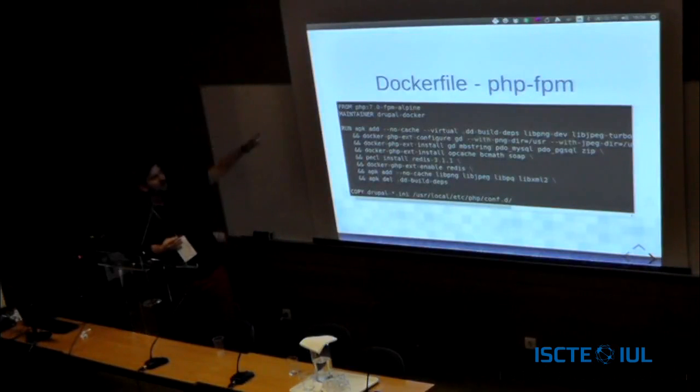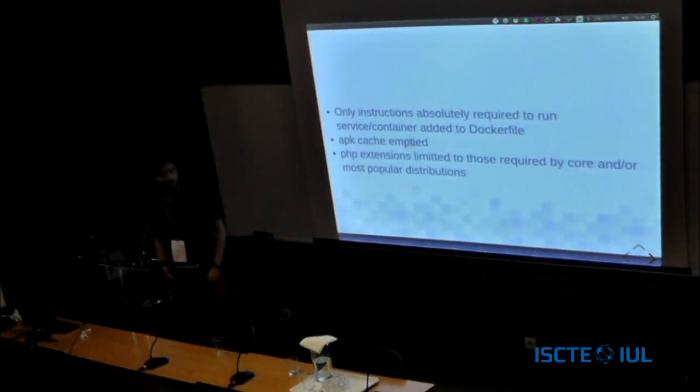So here we have some basic PHP FPM Dockerfile, which will build a PHP FPM image. To answer the question about the compatibility with this principle, I would say that what's not there matters: there are only instructions that are absolutely required to run this particular service, or the container based on the image, and only these instructions have been added to the Dockerfile.